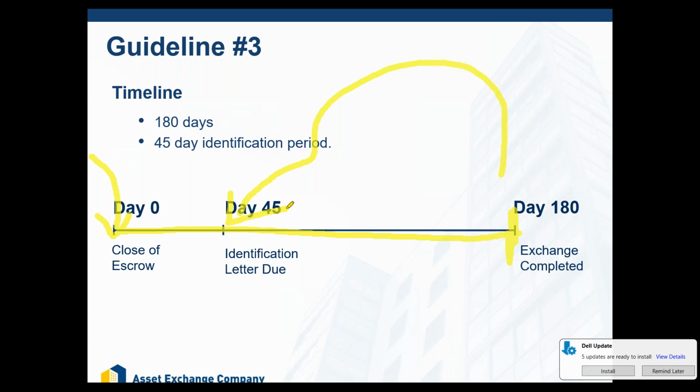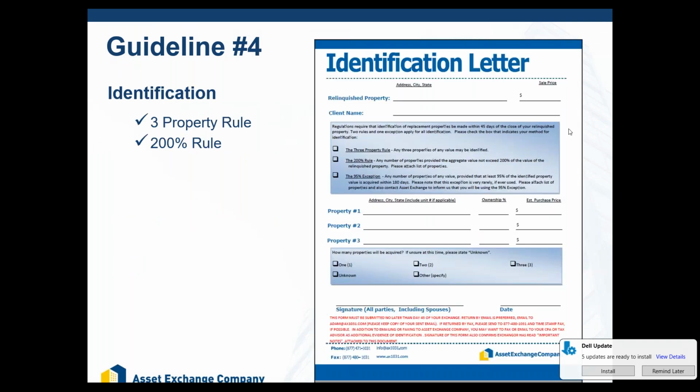You go out and start looking for property right away, because those 45 days are going to go very quick. And on midnight of day 45, you need to submit your identification letter on midnight or sooner, right? And your identification letter is going to state in writing the properties that you're thinking about buying. So this is what an identification letter looks like. You're going to fill it out with your name, you're going to sign it, and you're going to list out the properties that you're thinking about buying.